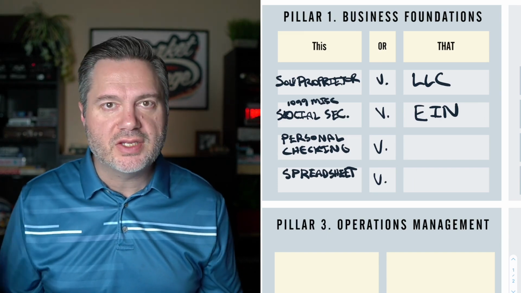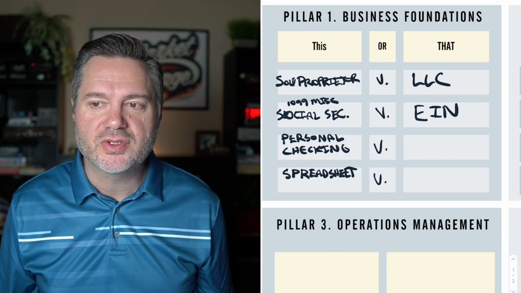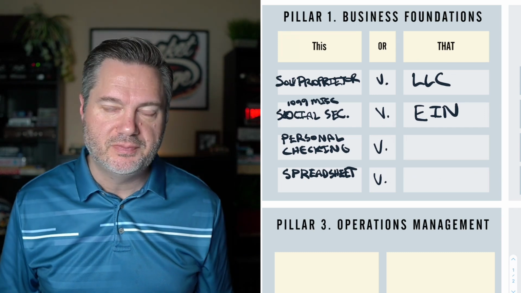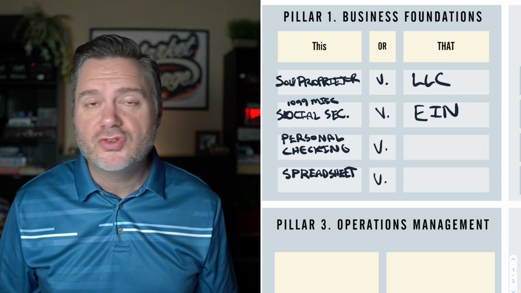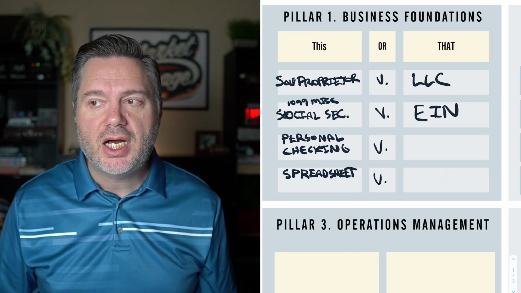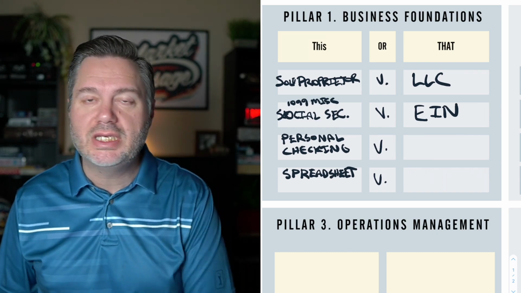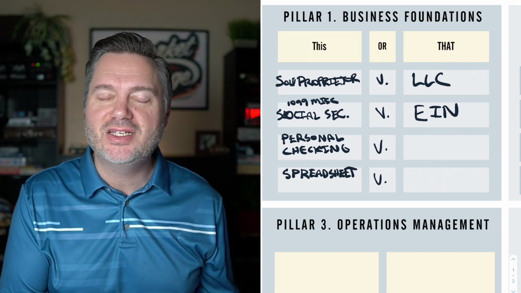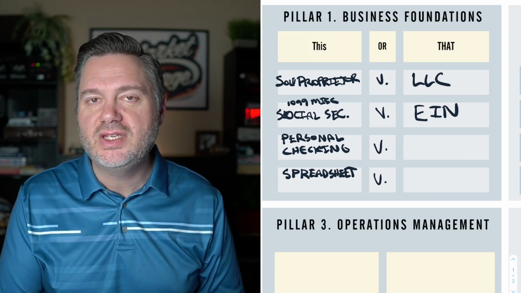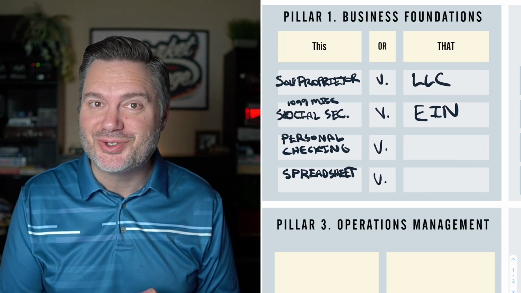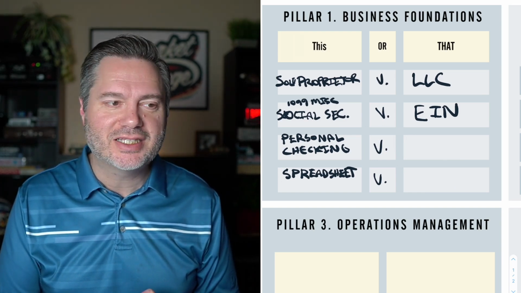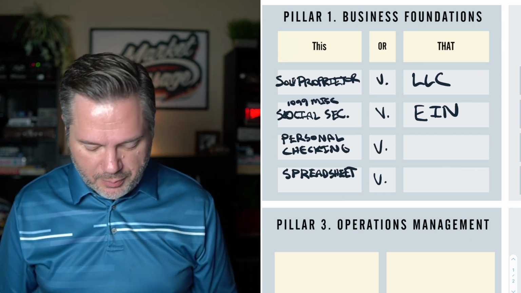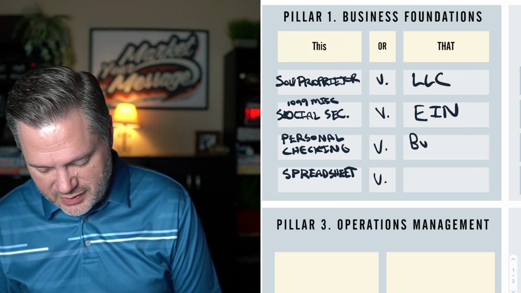The other reason why some people get an LLC is what's called a veil of protection. So if you're ever sued for any reason, your company is sued, not your personal liabilities. Your car, your home, those things are off limits. Again, seek a professional for advice, but that is kind of the high-level overview. Instead of a personal checking, you open up a business account.